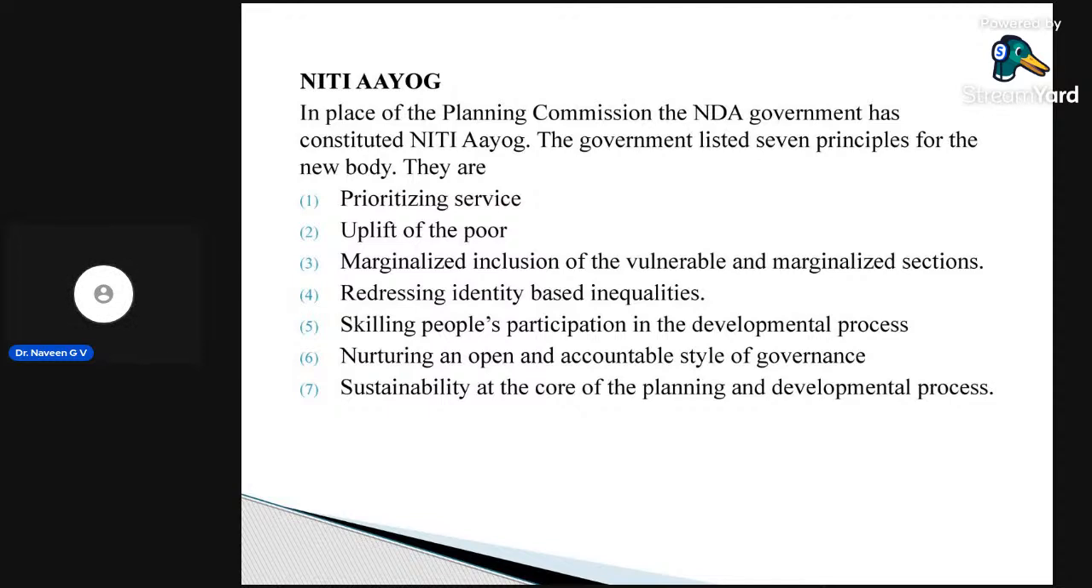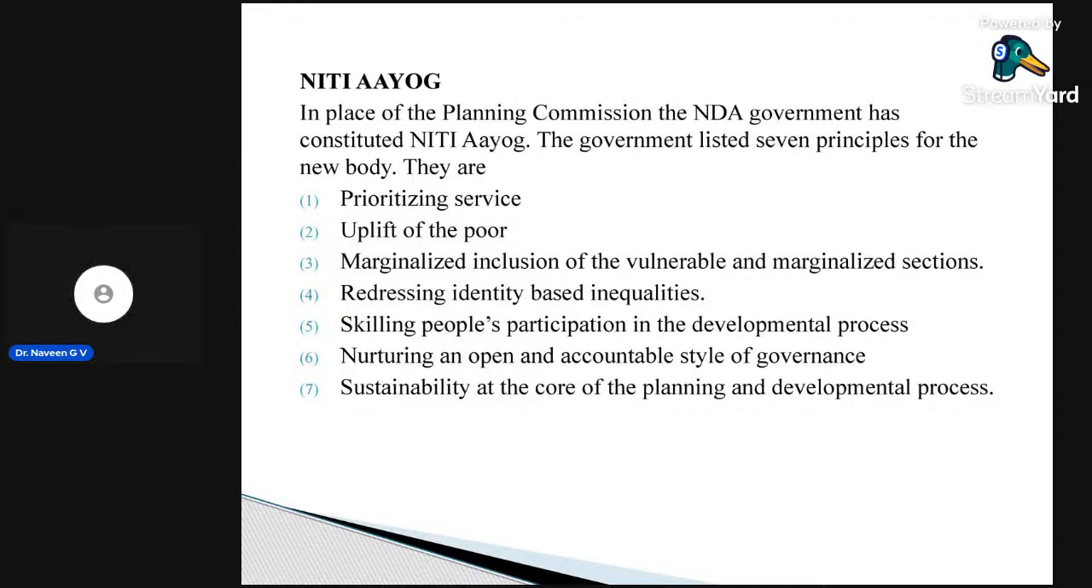The India government has constituted a Niti Aayog in replacement of the Planning Commission. The Niti Aayog has come into being, established in the year 2015. Niti Aayog, the National Institute for Transforming India, the government listed seven principles for the new body.